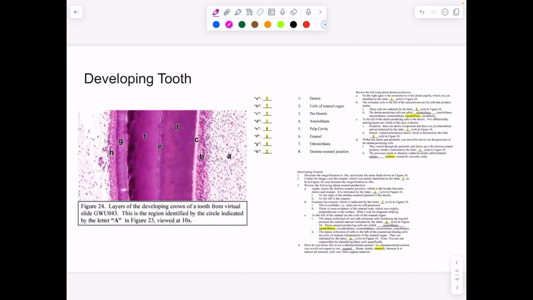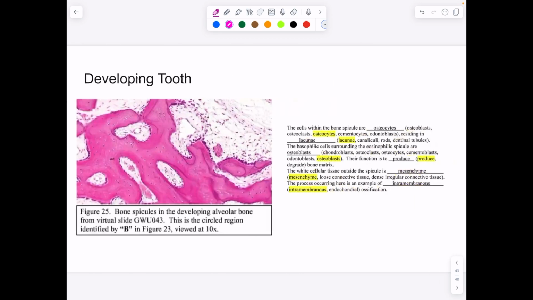Okay, developing tooth we're familiar with. So here we have our ameloblasts, which are producing enamel. Then we have the enamel-dentin border. Here we have dentin. Here we have predentin. Here we have odontoblasts. Here we have the pulp cavity, and then here's connective tissue on top of the tooth. So not too bad.